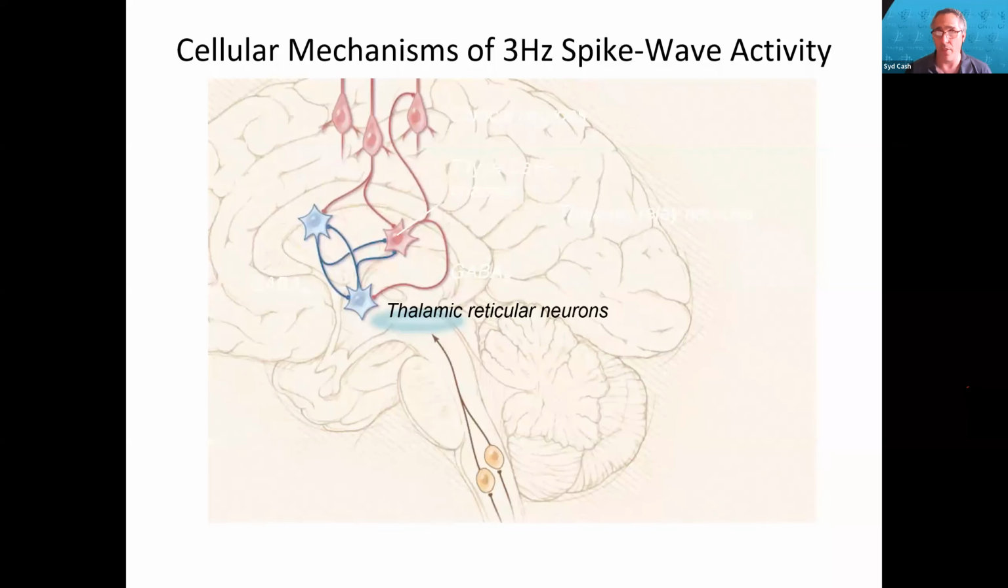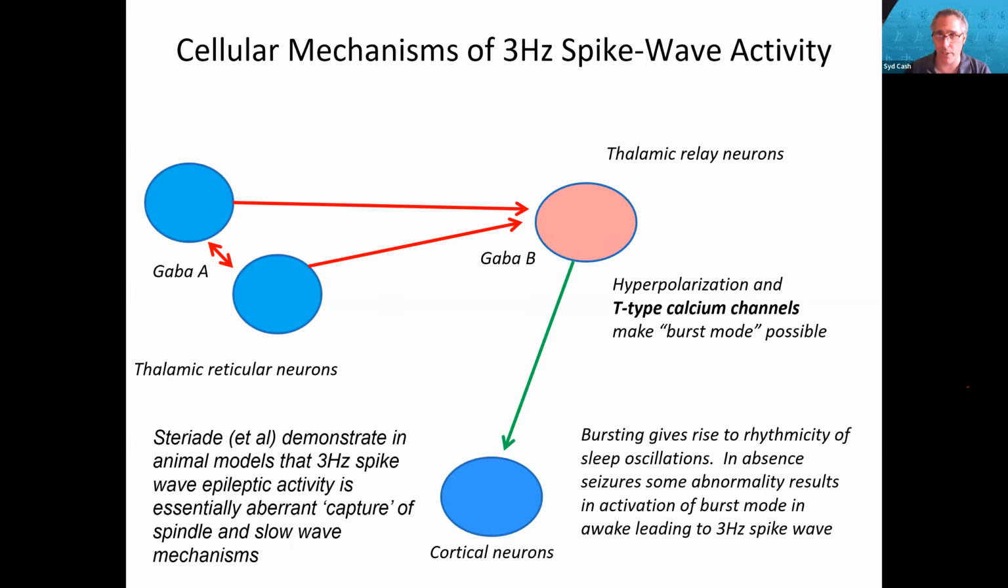and have been studied for quite a while. The mechanisms of these things, we think we have a pretty good understanding of, that it involves the thalamocortical loops and particular channels in those cells. Again, maybe not surprisingly, this is work that was worked out by Steriade and colleagues, where there's a particular sequence of events involving thalamic relay neurons and their discharge to cortical neurons, where there's T-type calcium channels that make a burst mode possible. That bursting then gives rise to the rhythmicity that we see in the 3 hertz spike waves, and is the same mechanism essentially that's present during sleep oscillations.